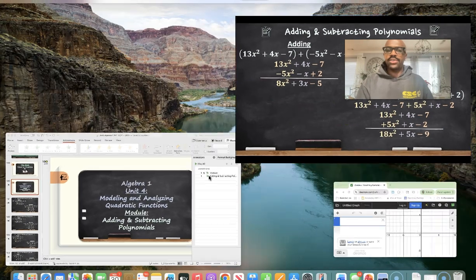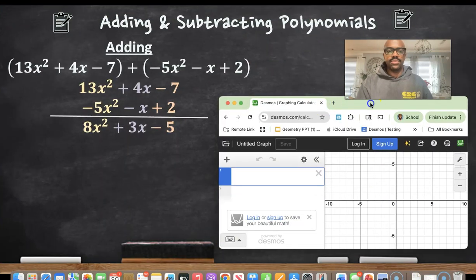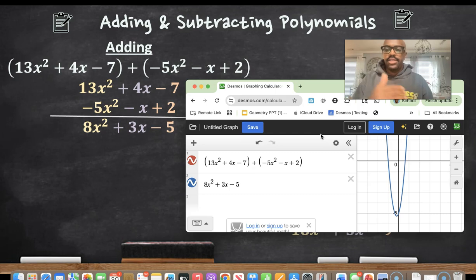Now what I want to do is show you how you could check your work when it comes to adding and subtracting polynomials. Your original problem and your final result are going to create the same function. What do I mean by that? Look here, this is the original problem, right? 13x squared plus 4x minus 7 plus negative 5x squared minus x plus 2. If I look at my end result, look how the end result gives me the same graph. So if you ever get confused, you can always double check your work by actually typing this in and making sure the graph matches. Very similar to how we looked at simplifying radicals. When you look at the original problem and the end result, they should match, all right?